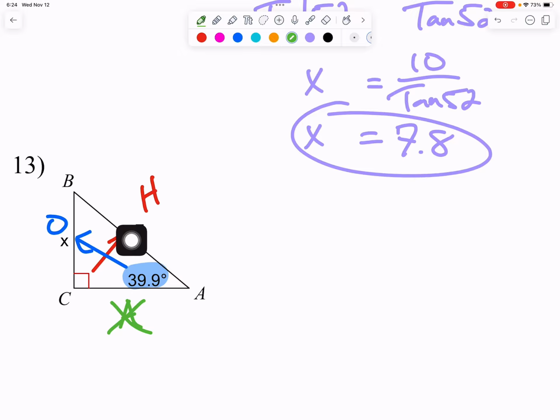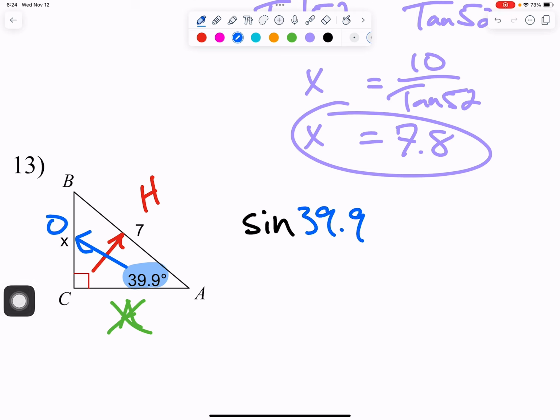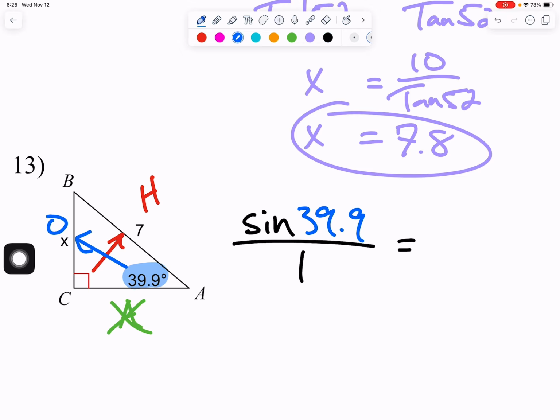All right, so sine, our SO uses the O and the H. So we'll set this up as sine plus our angle measurement there of 39.9. We will set that over 1 because sine 39.9 divided by 1 is still sine 39.9 equals, and that'll be our opposite of x over our hypotenuse of 7. From here, we cross multiply.